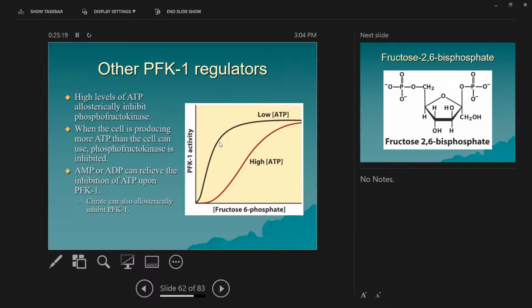Well, if the cell makes more ATP than it needs, then you need to slow down glycolysis. Because what's glycolysis? It's an ATP making pathway. So if you have too much ATP, then you don't have enough AMP, ADP, you can't make more of it. So that essentially tells you things are going to grind to a halt. So before you get to that point, high ATP levels essentially slow down the enzyme. So you never really get to that point.